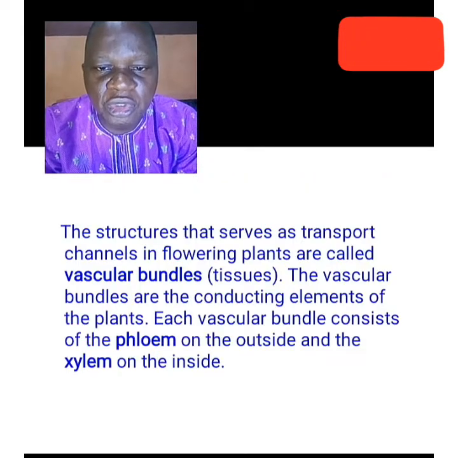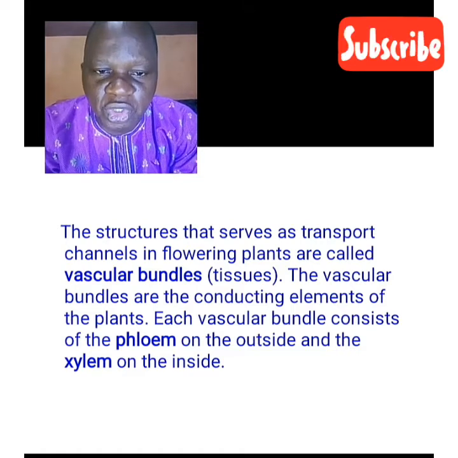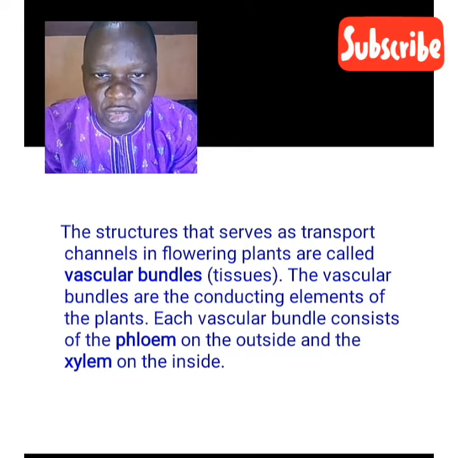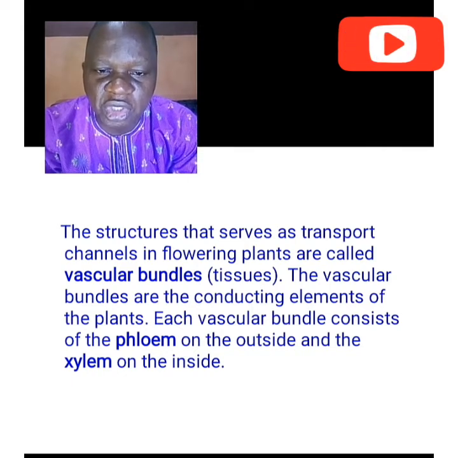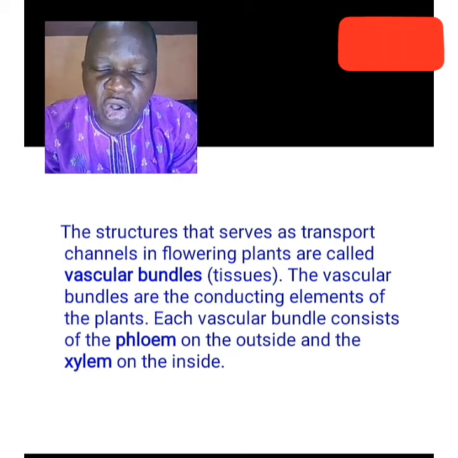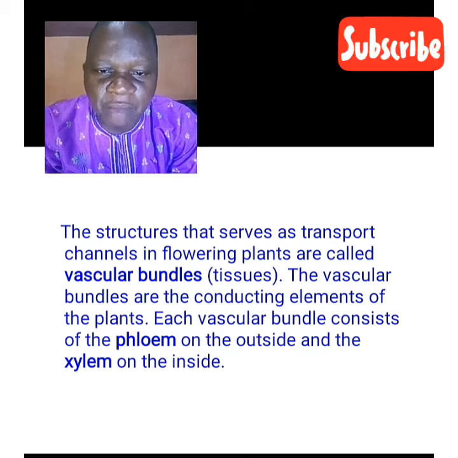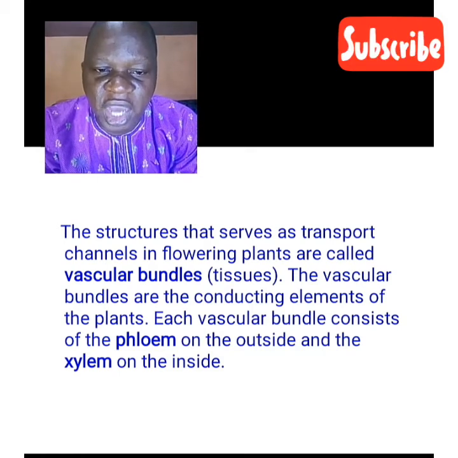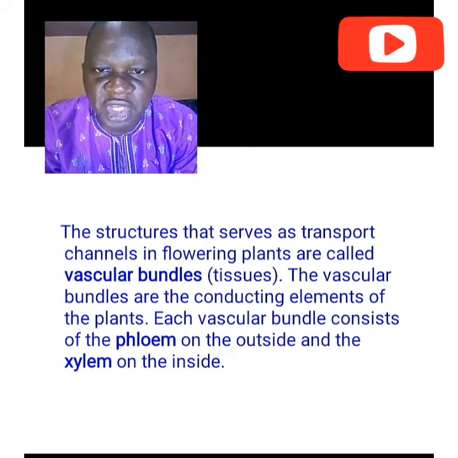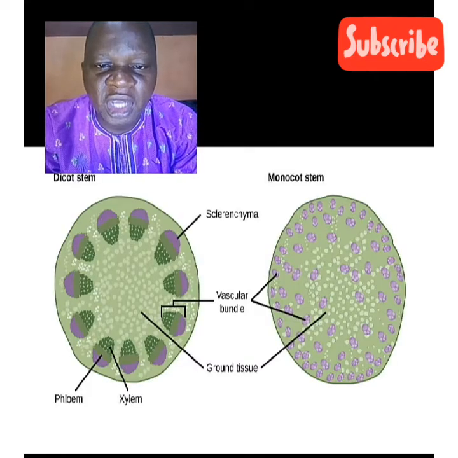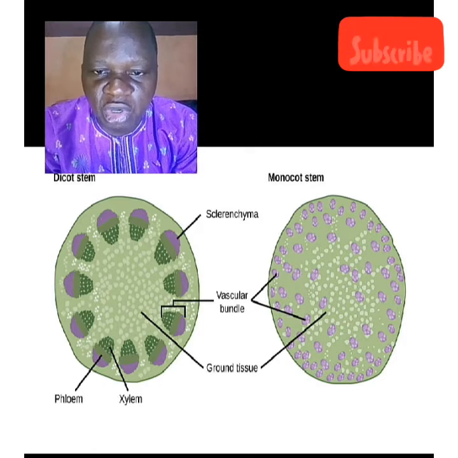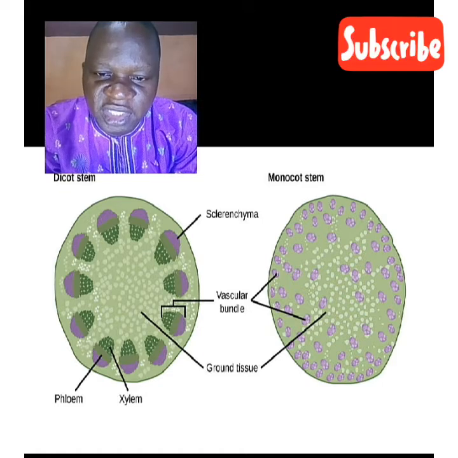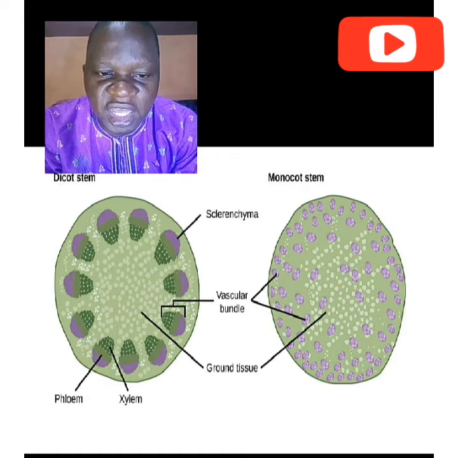Talking about the structures that serve as transport in flowering plants, they are referred to as vascular bundles, or vascular tissues. You can also call them the conducting system or conducting vessels, and they are basically of two types. They consist of the phloem, which is on the outside, and the xylem, which is on the inside. This is the picture of a dicot stem and a monocot stem. You can see the position of the phloem and the xylem: the phloem on the outside and the xylem on the inside.